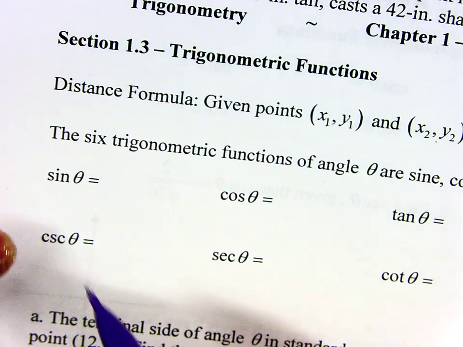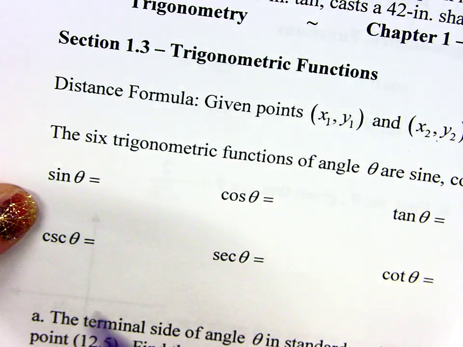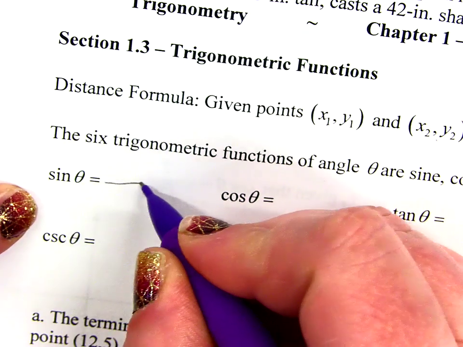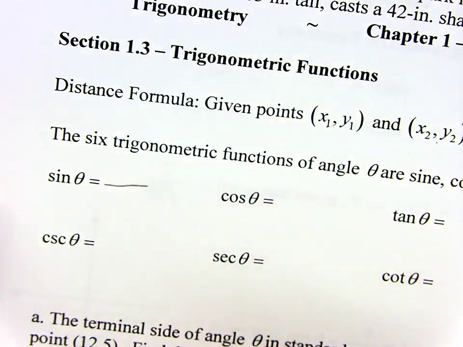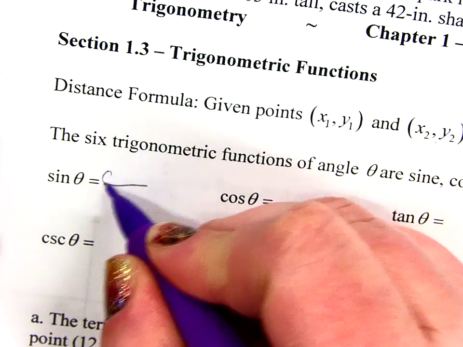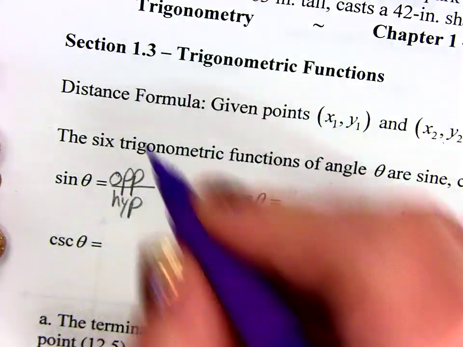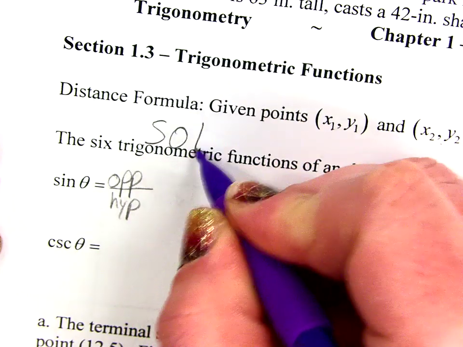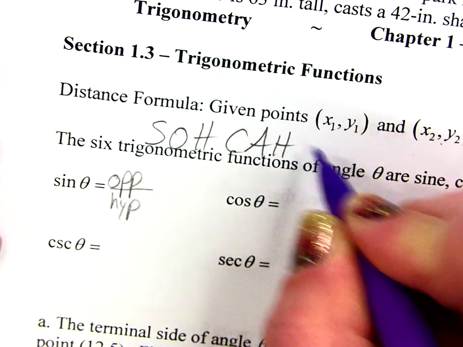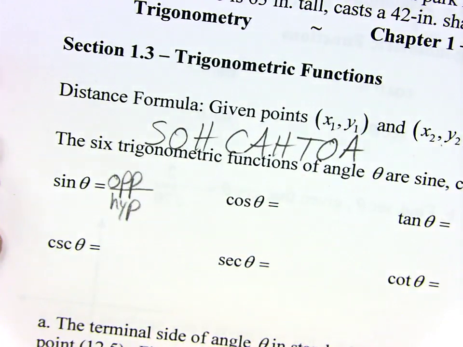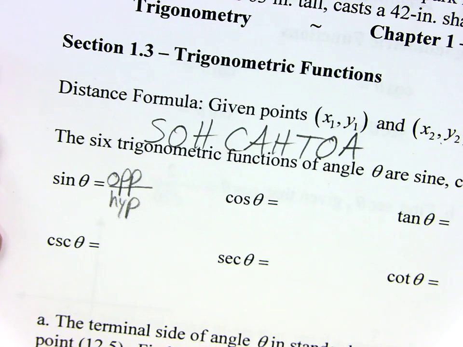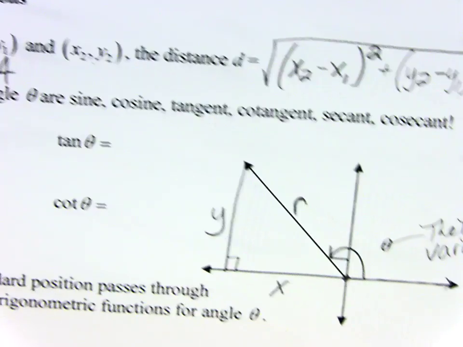So let's check out what they are. So sine, you're all familiar with sine. Sine, of course, is equal to what over what? If you remember the magic word? Opposite over hypotenuse. In fact, let's throw our magic word up here somewhere. How about maybe right up here? SOHCAHTOA. Just so we don't forget. So, opposite over hypotenuse.